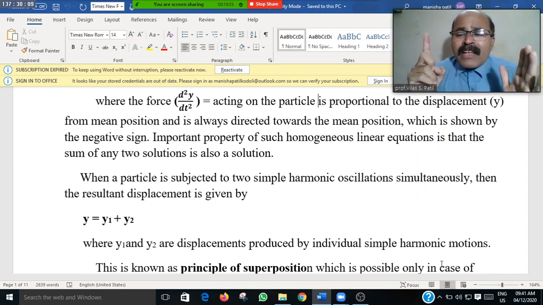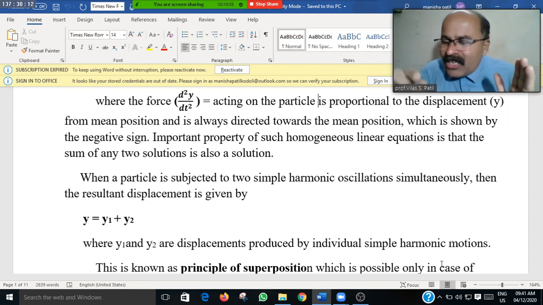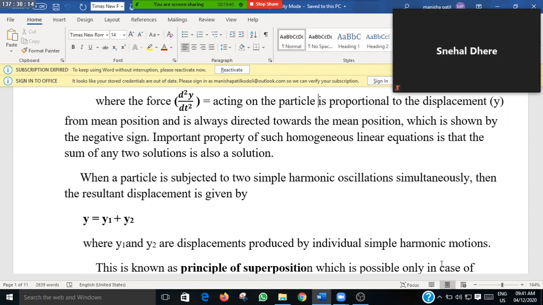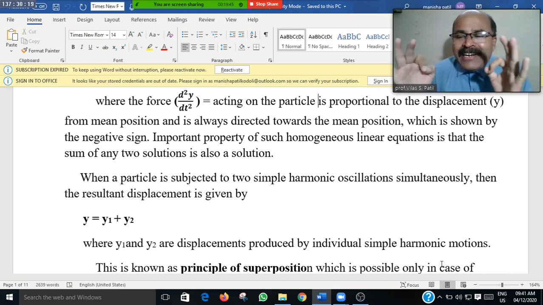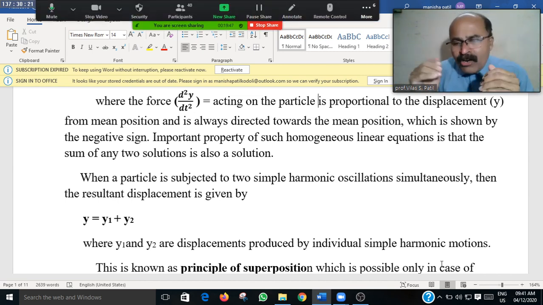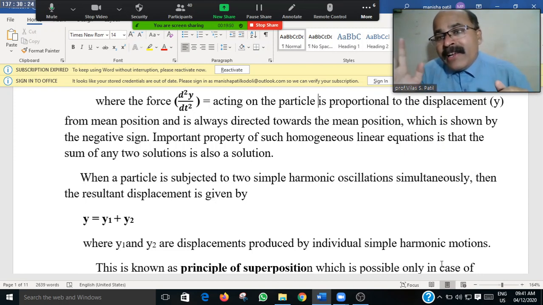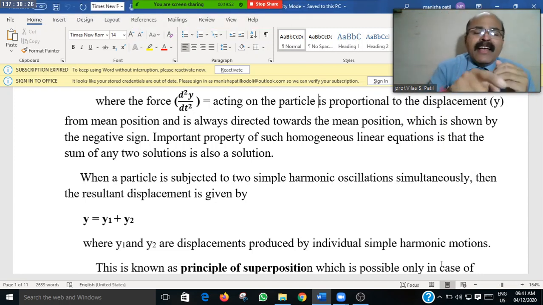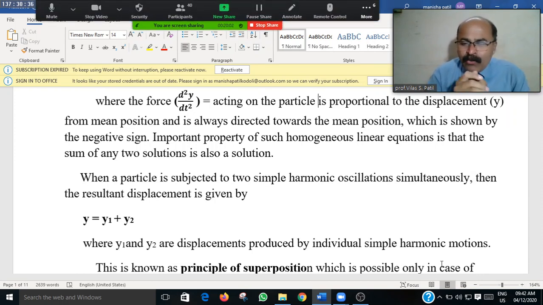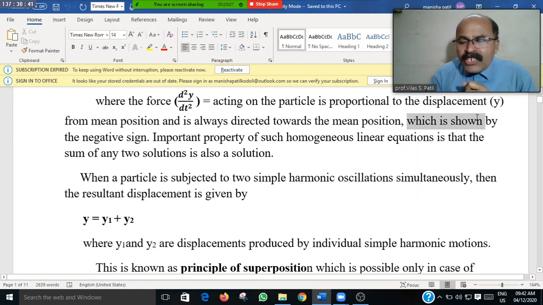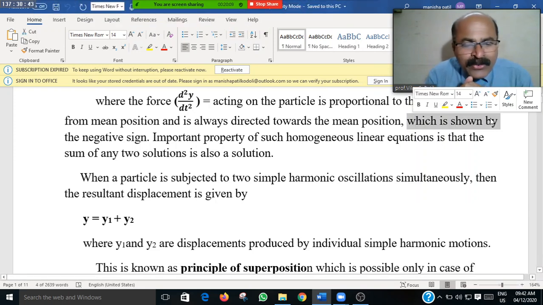Such a decay of the oscillation is known as an exponential curve. In first year we saw that the amplitude of the simple pendulum shows exponential decay, meaning that as the number of oscillations increases, its amplitude decreases. Hence, the displacement is directed toward the mean position, which is shown by the negative sign.